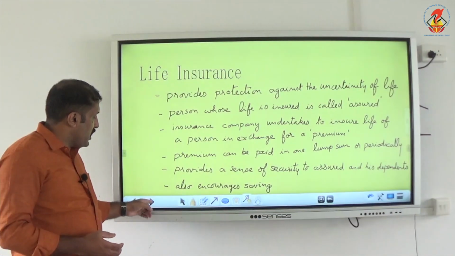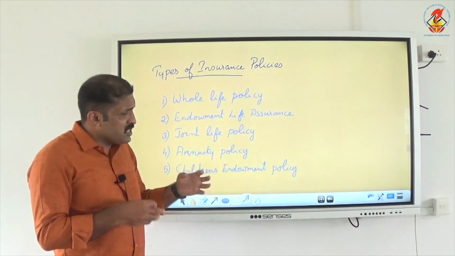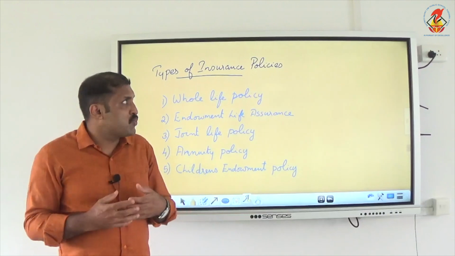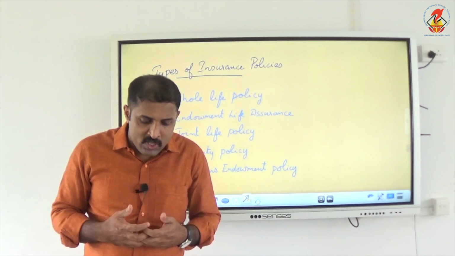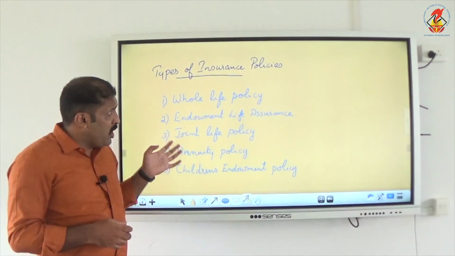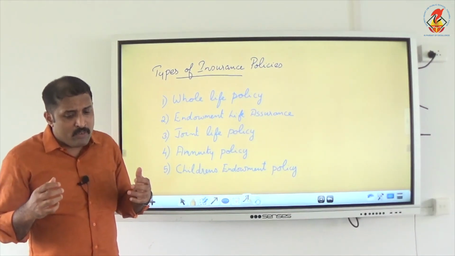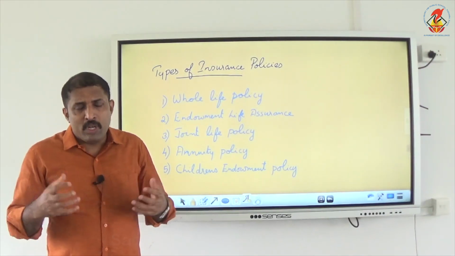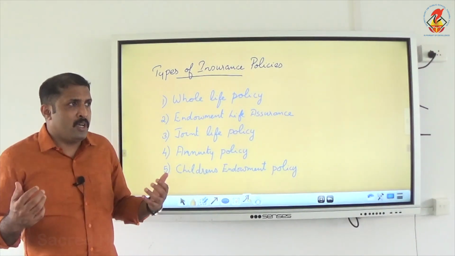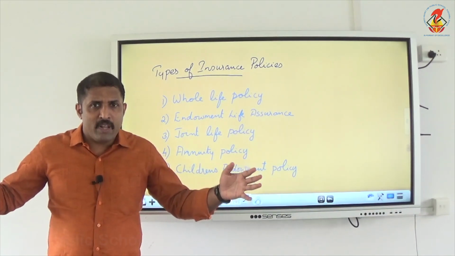Now, there are different types. For catering to different types of people, there are different types of life insurance policy. We are just listing some of the types. One is whole life policy. In whole life policy, as the name says, the insured will have to pay the premium for a fixed period, maybe 20 or 30 years, according to the variations made by the insurance company. They will have to pay for a longer, fixed period.